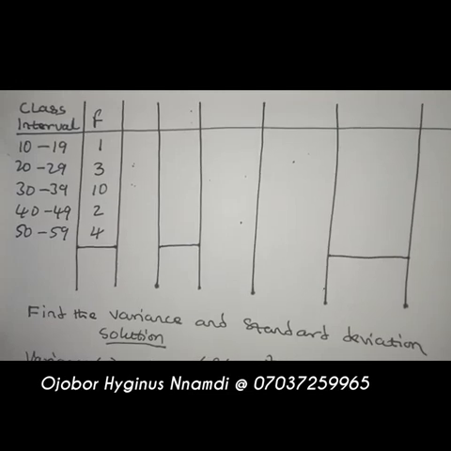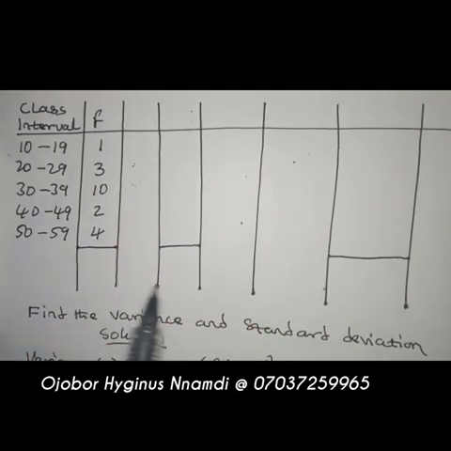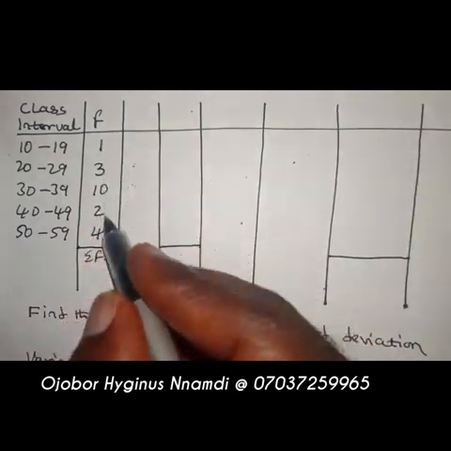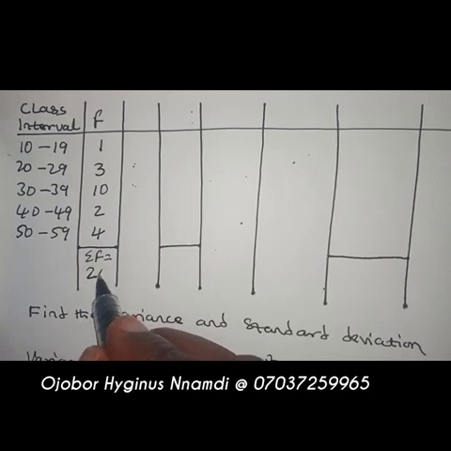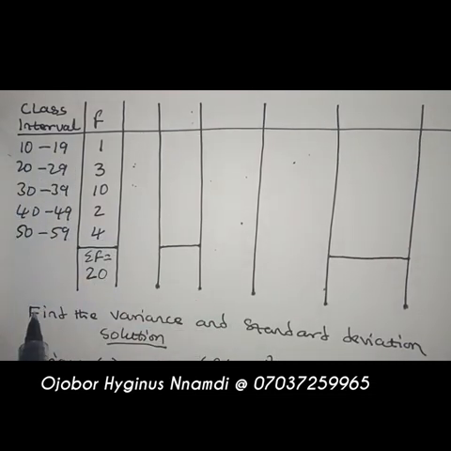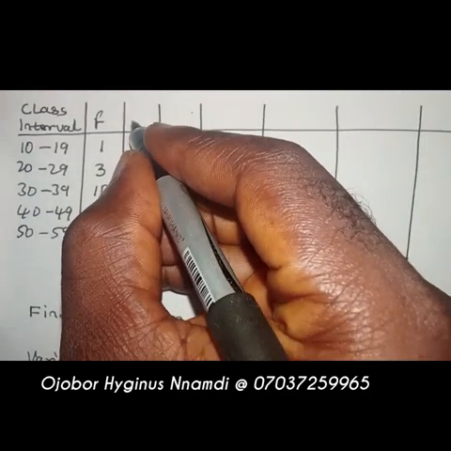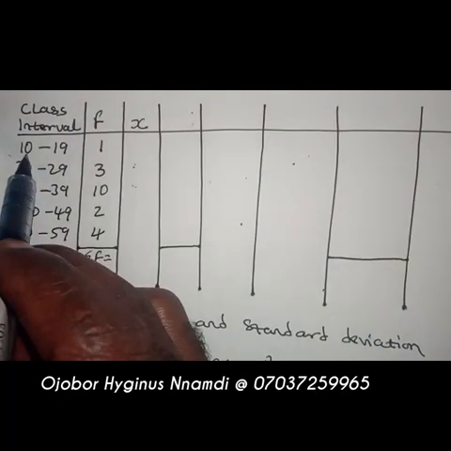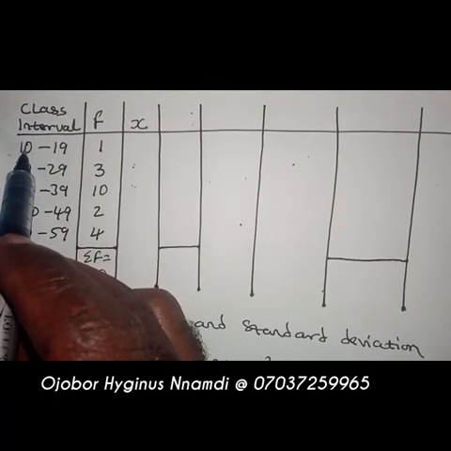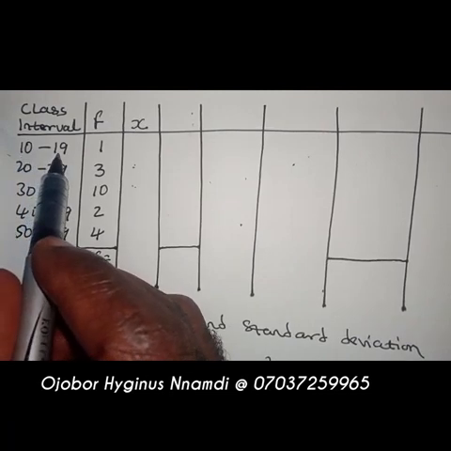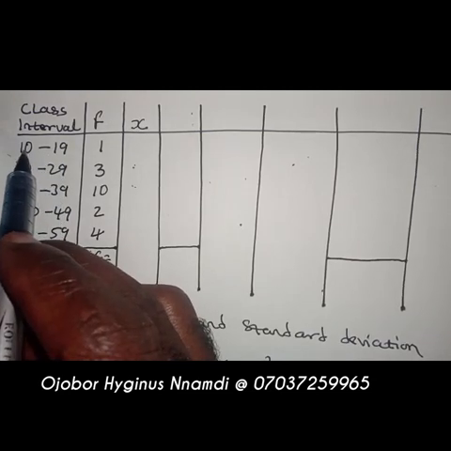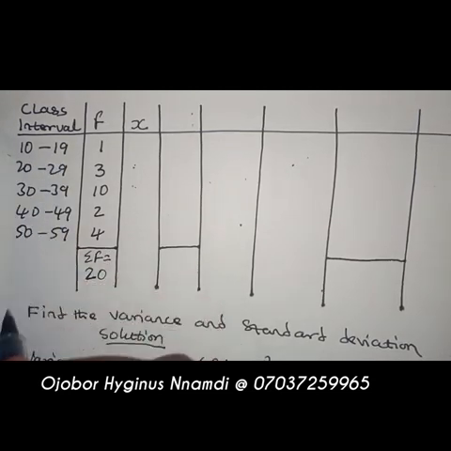So going back to our table, you can see our frequency, which we can simply sum. The summation of F is equal to, if you sum these numbers, 20. But what we have here is class interval. There is no X. How do we get X? X is simply the mid value of the class interval, and you get that by adding the lower class interval and the upper class interval, then divide by 2. That is finding the mean of the lower and upper class interval of each class.